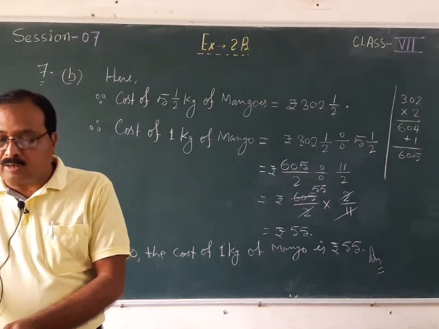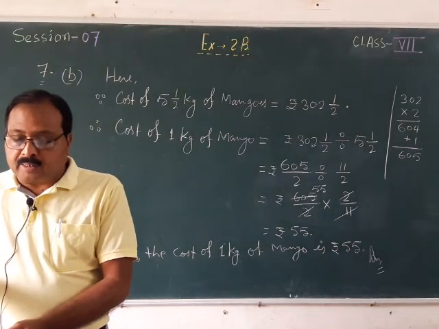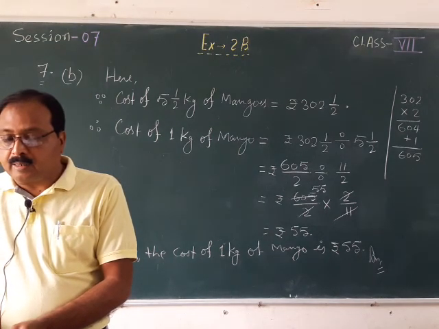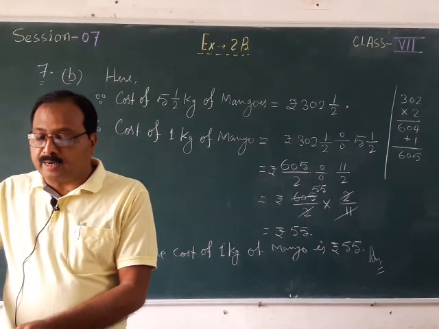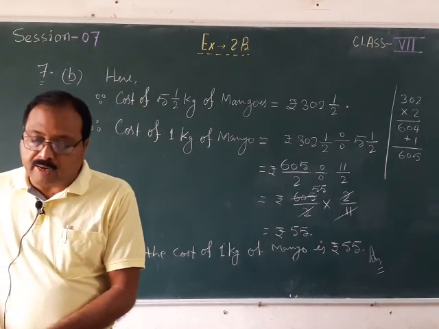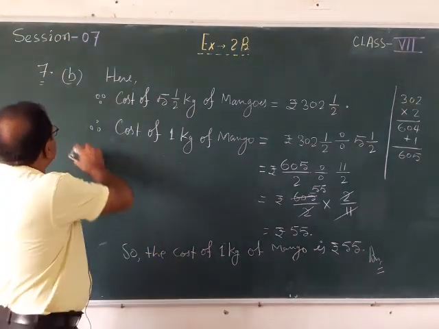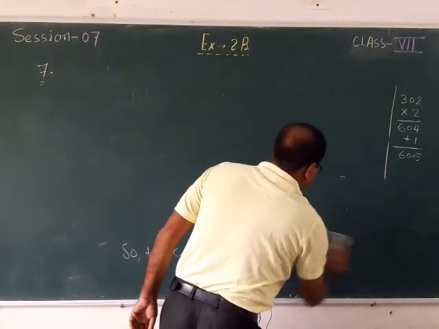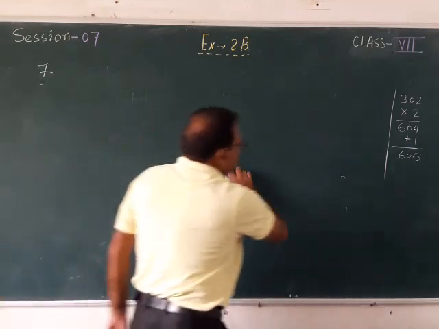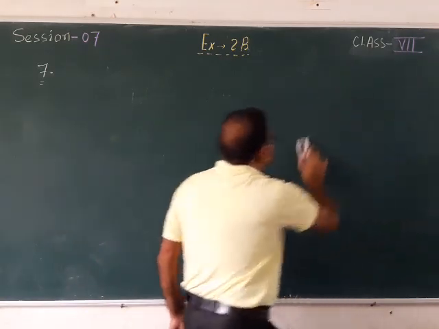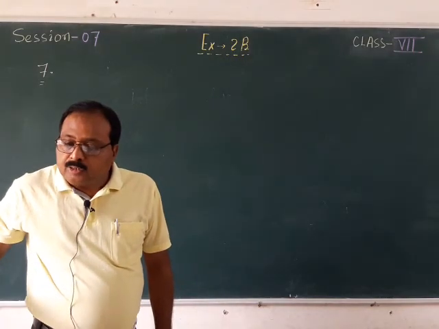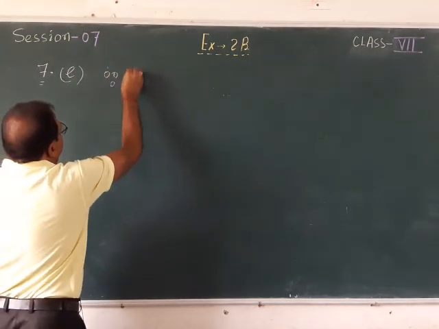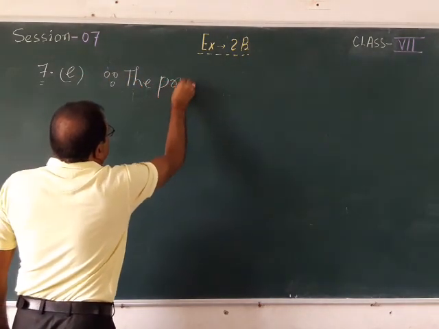Look at question number E of exercise 2b, question 7e. The product of two numbers is 8 whole and 1 by 4. If one of the numbers is 2 whole and 3 by 4, find the other number. Can you think what you will do to get the other number? The product of two numbers is given, and one number is also given here. So you will write the statement like that.